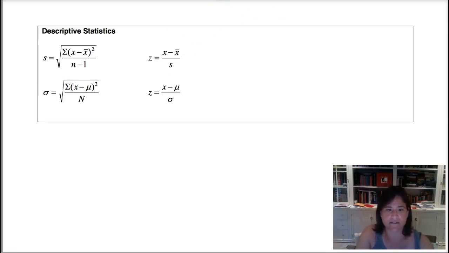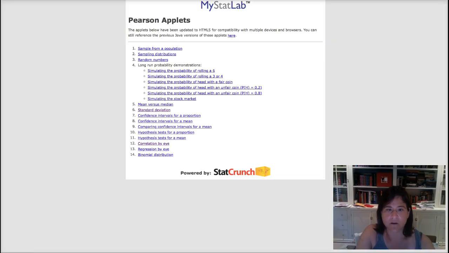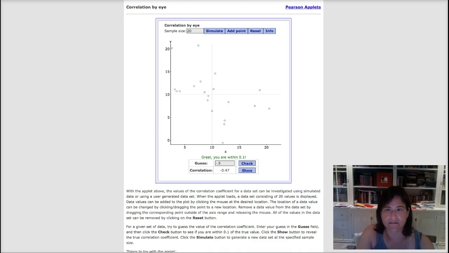Here's one of the applets that I did. This is correlation by eye for chapter 4. This is really cool. Basically, I took a guess. I thought this was negative 0.5. I saw a negative relationship there. Remember, with correlation, what are we thinking about? The sign of the relationship, whether it's negative or positive. That's the association. We're looking for the strength of that association, and we're also looking for the shape.